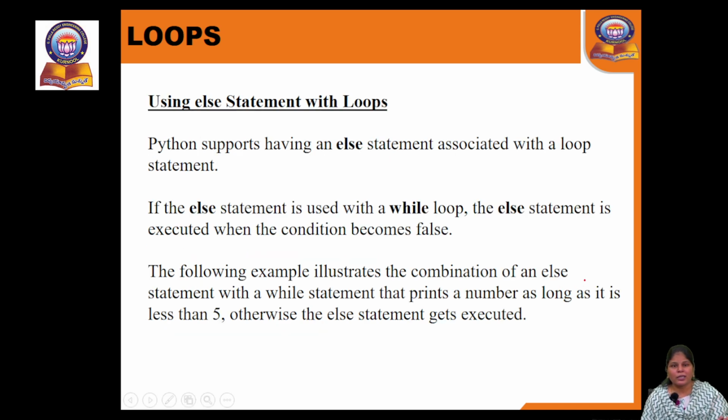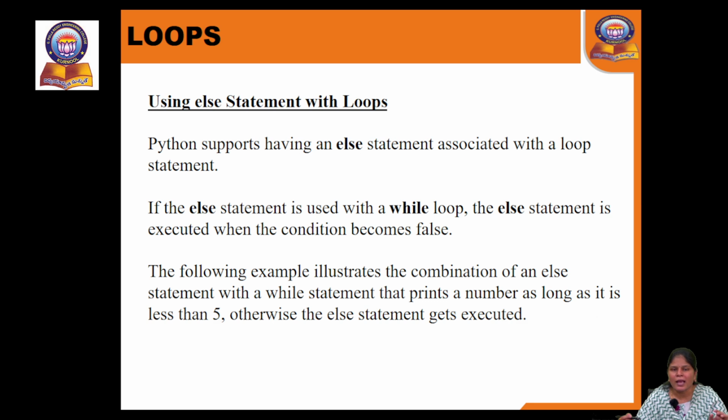And next, using else statement with the loops. So in C, we don't have an else part for the while, do while, as well as for loops. That means for the loops, we don't have any else part in C. But in Python, there is a possibility of using the else part along with the loops. So if you want some statements to be executed if the condition in the loop is false, then in such a case, you can mention those statements in the else part.